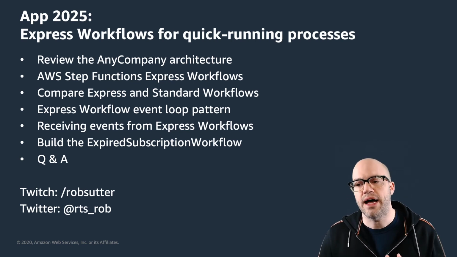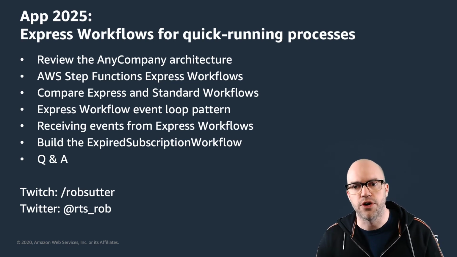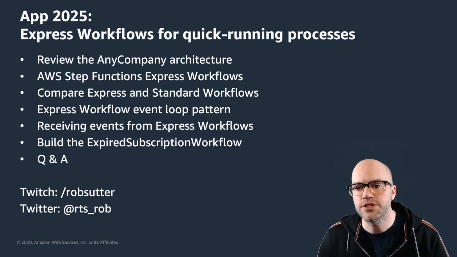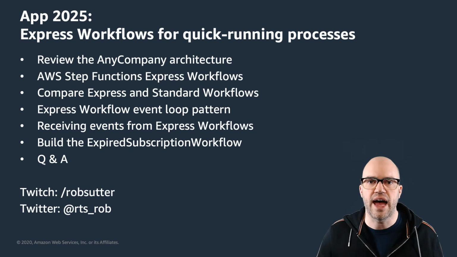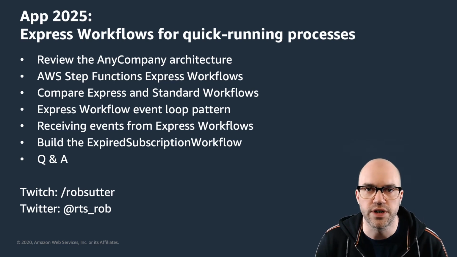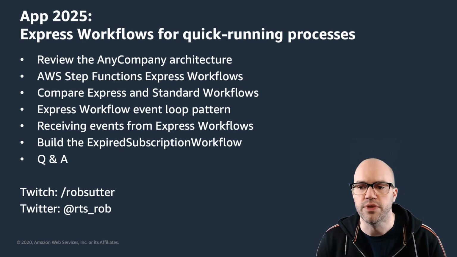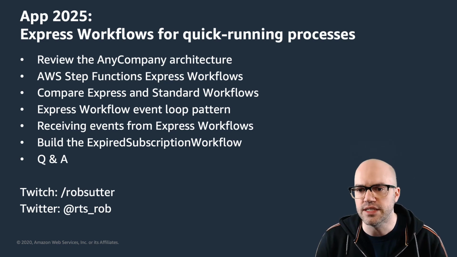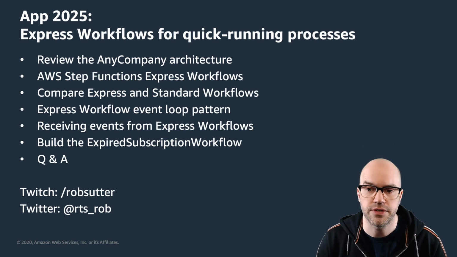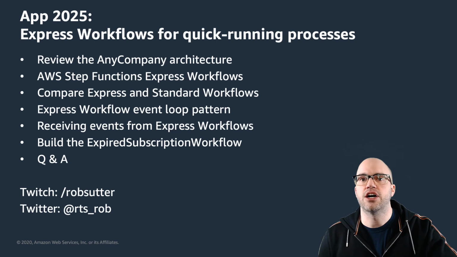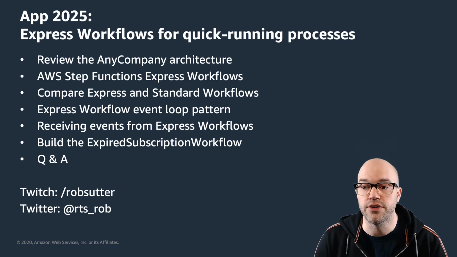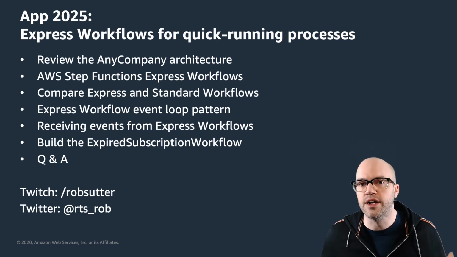So today we're gonna go back and review the architecture, where we got to so far, what we've put up there. We're gonna introduce AWS Step Functions Express Workflows. We'll compare these with Step Functions Standard Workflows so that you can have a framework for deciding when to use which and which one's more beneficial for you. I'm gonna give you this express workflow event loop pattern that we sort of touched on in the first episode. And we're gonna talk about how to put the events back onto the event bus when you're done running your express workflow.